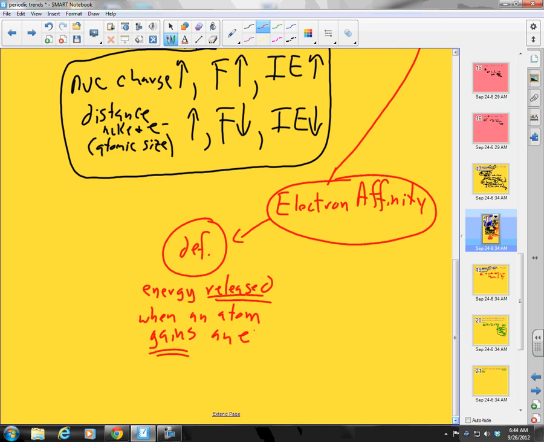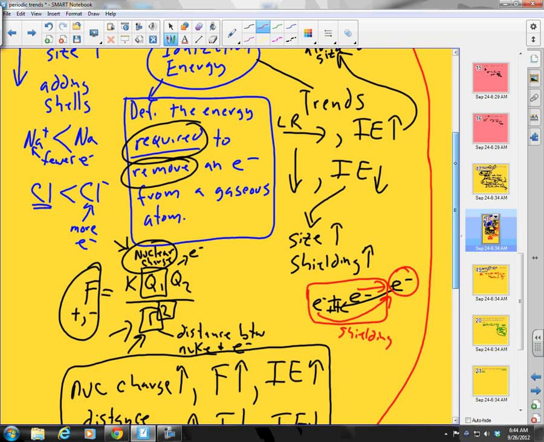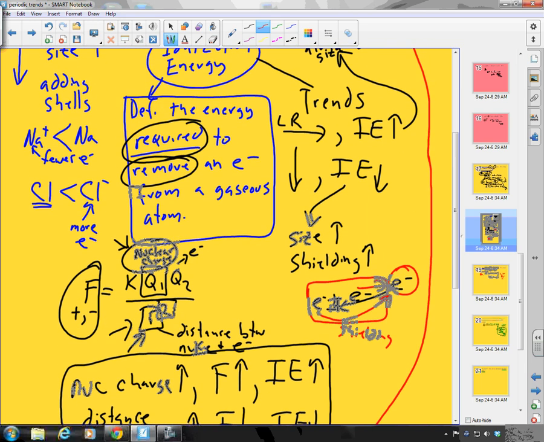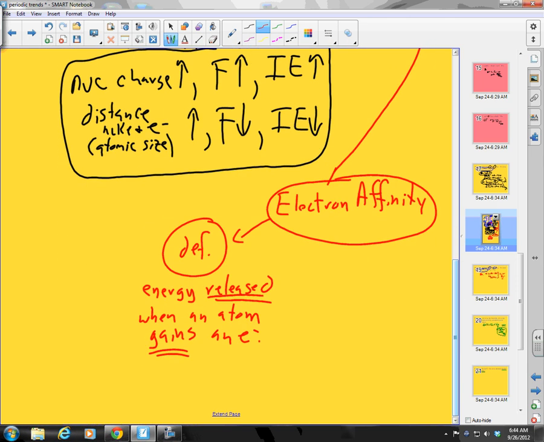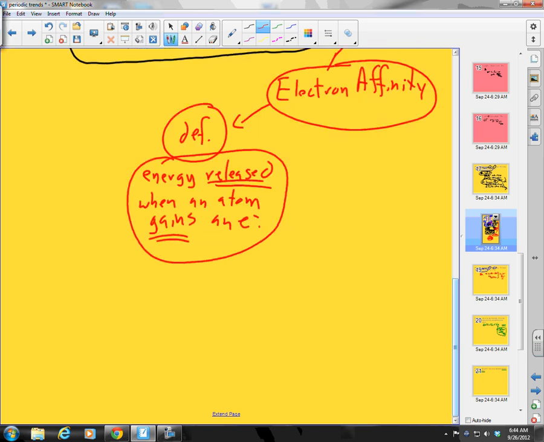You know, in one sense, this is kind of the opposite of ionization energy. In ionization energy, we said it's the energy that is needed to remove an electron. And down here, we said this is the energy released or given off when an atom gains an electron. So that is my electron affinity. And what is my trend?